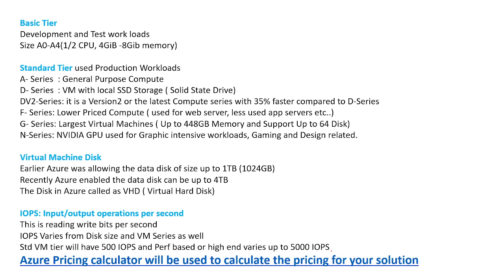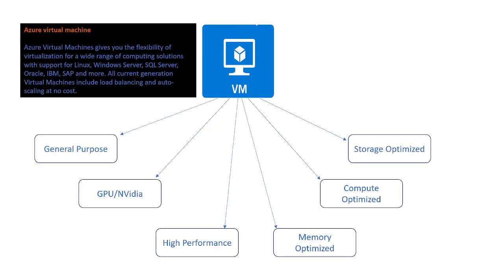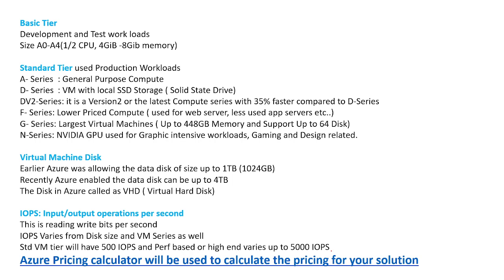The standard tier means these are the standard SKUs: A series, D series, DV2, F series, G series, and N series. Each and every series is used for a different type of purpose. The A series we call a general purpose compute. All the A series are categorized as general purpose. All the D series are, D means data, the storage. All the D series virtual machines have SSD storage, and SSD storage gives better performance.